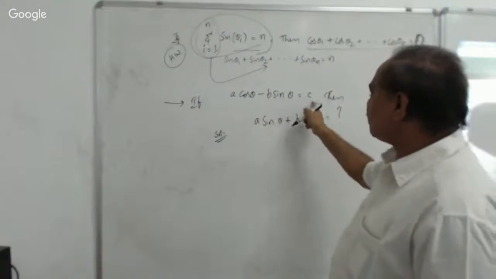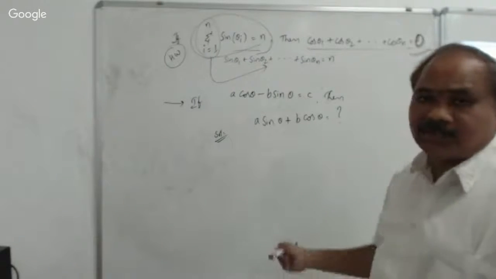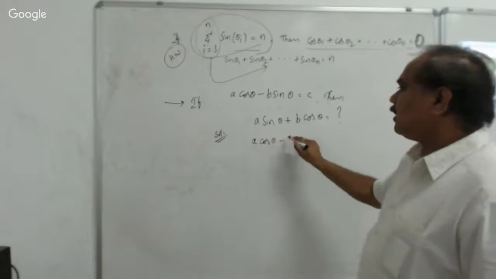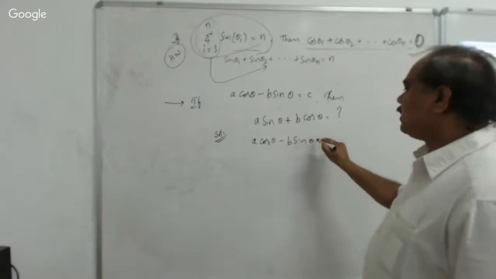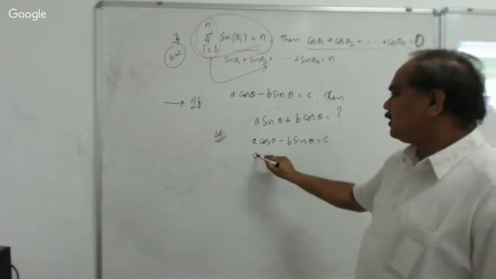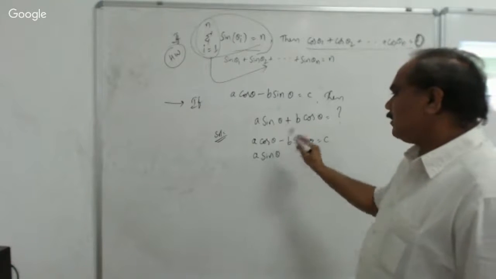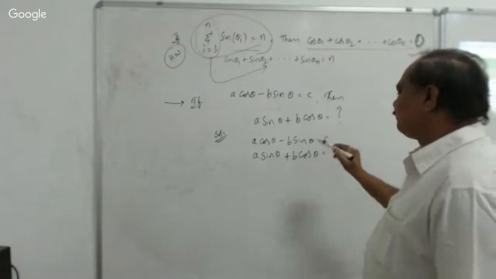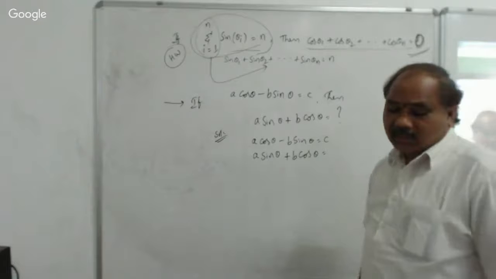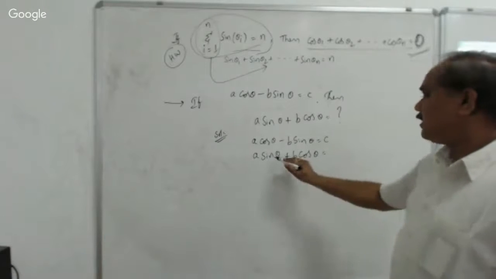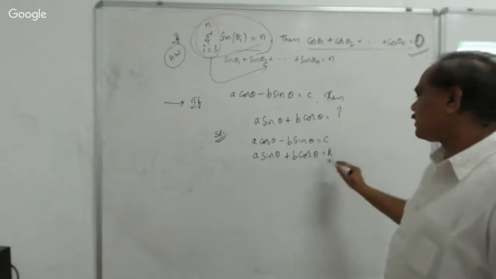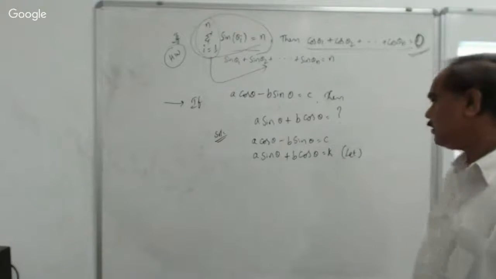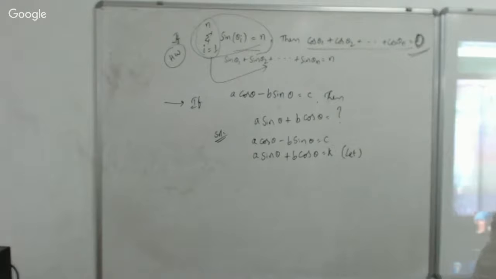Here, one condition is given. We are asking the value of the other expression. Here, a cos theta minus b sin theta equal to c. Here, asking the value of a sin theta plus b cos theta. Now consider this expression as k. Now we have to find the value of k.